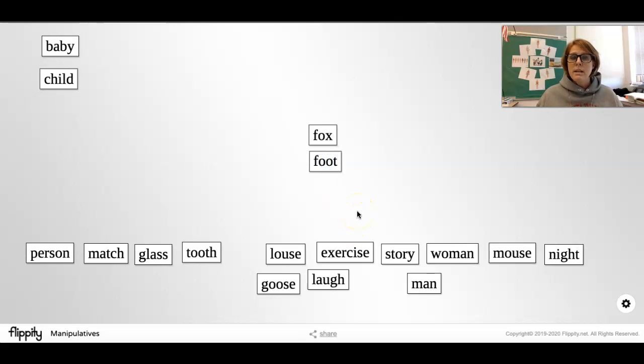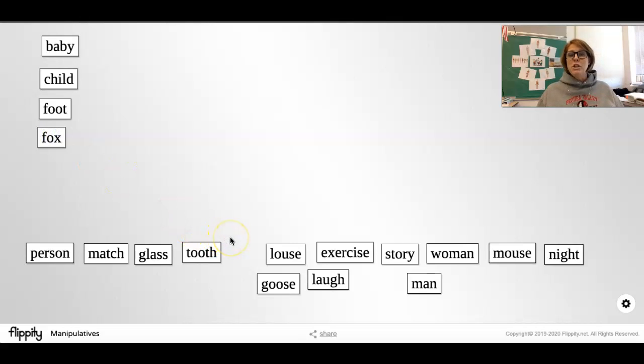When we have words that start with the same letter, we have to go to the next letter. So they both start with F. Now we're going to go to their second letter. Both of their second letters are O, so that doesn't help us to know what comes next. So now we're going to go to the third letter. We just keep on going. We have an O and we have an X. Well, what comes first in the alphabet, O or X? O does. So I'm going to put foot next and then fox.